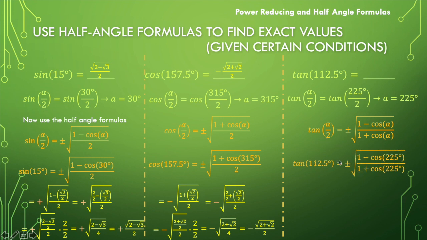All right, next thing, decide the sign, S-I-G-N, okay? Think about where this angle is. 112.5 degrees is in quadrant 2. Tangent in quadrant 2 is negative. All right, so this is going to be negative from now on.